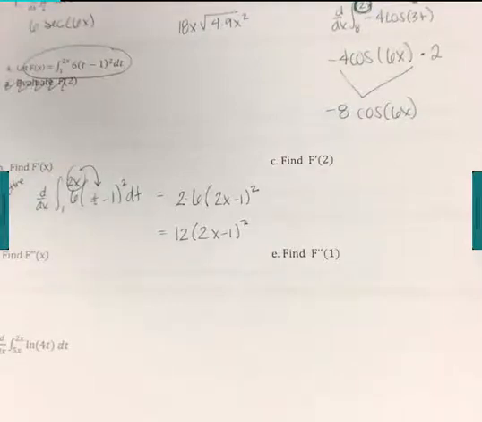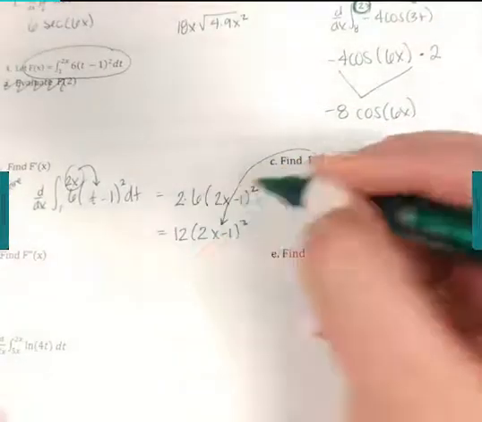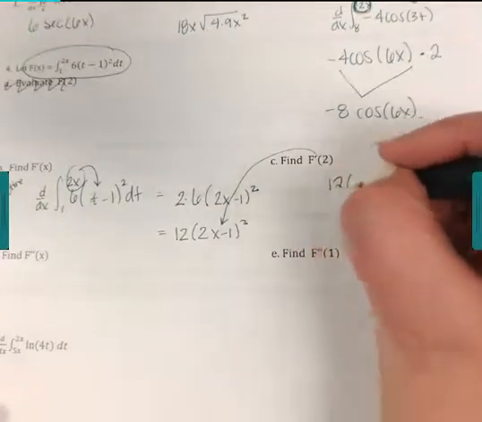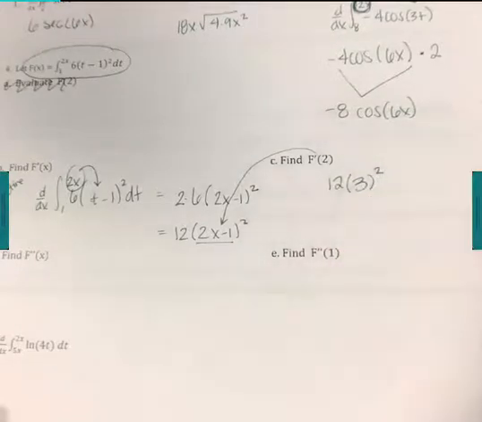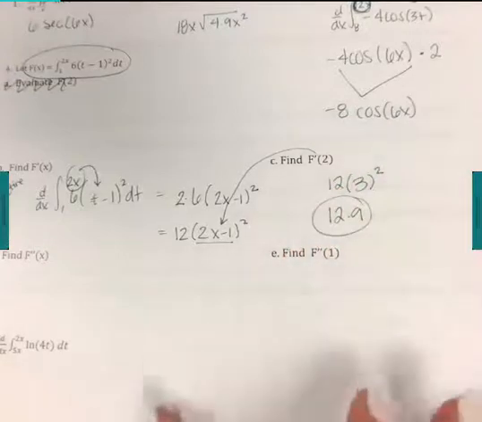Okay, then in part C, what would I do for f prime of 2? Yeah, just take the 2, sub it in. 2 times 2 is 4. What's 4 minus 1? So that's a 3 squared. 3 squared is 9. 12 times 9. I'm just going to leave it like that. Good?